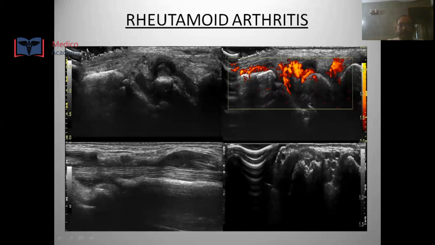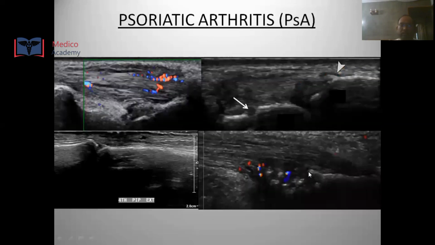Coming to individual examples, this is a case of rheumatoid arthritis where you are able to see large erosions in the carpal bones. There is significant power Doppler signal. There is tenosynovitis of the flexor tendon, and there are a lot of erosions. In case of psoriatic arthritis, this is the extensor tendon with paratendonitis and power Doppler signal. There is enthesitis, that is, at the attachment site of the extensor tendon. There is erosion. You are also able to see paratendonitis and enthesitis, so in case of psoriatic arthritis.